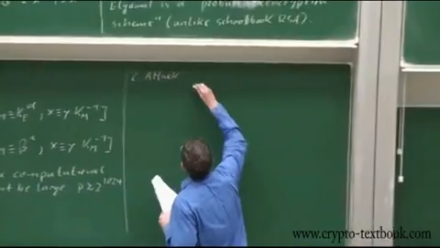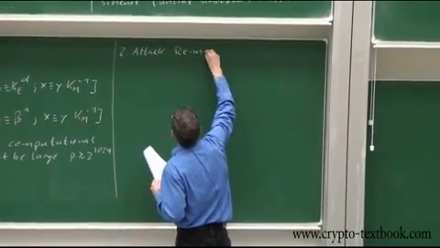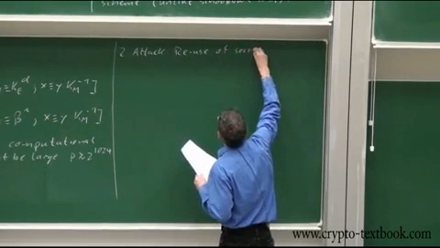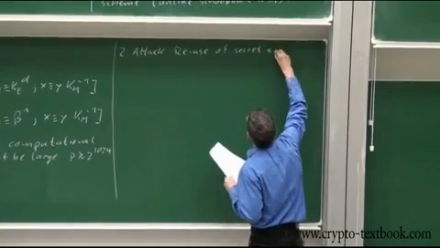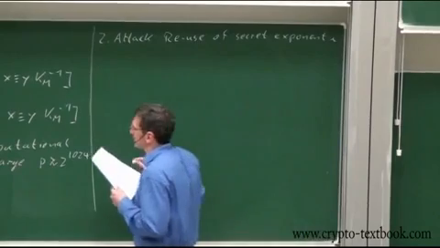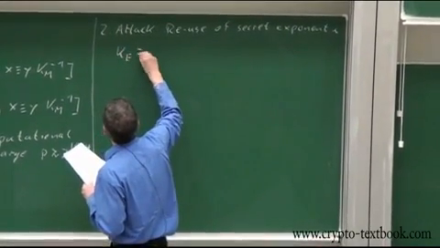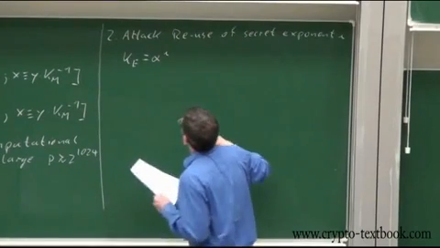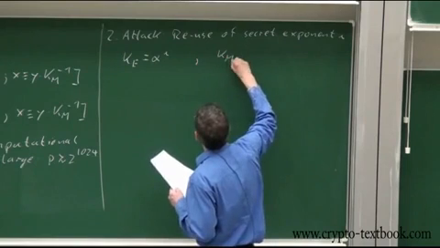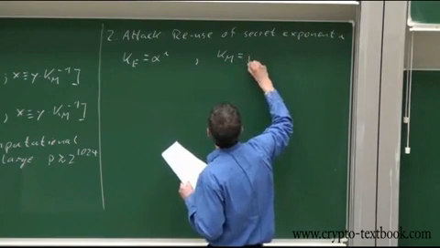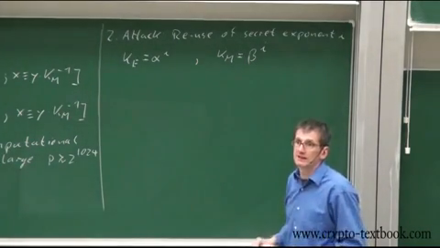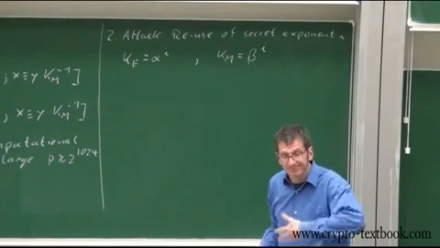Okay? So the second attack is reuse of secret exponent. So where does this come into play? Here, KE is alpha to the I, and also the masking key is beta to the I. Okay? So now, reuse means wiederholtes Benutzen.